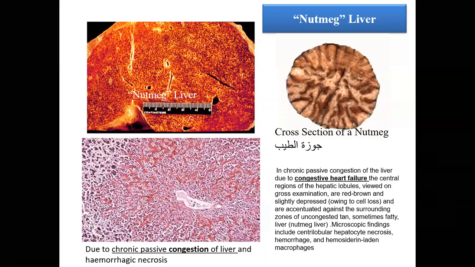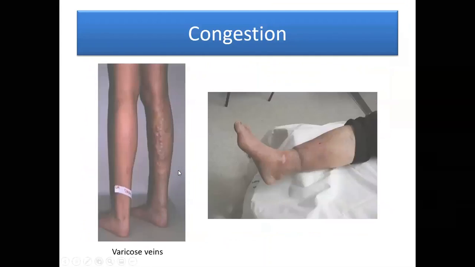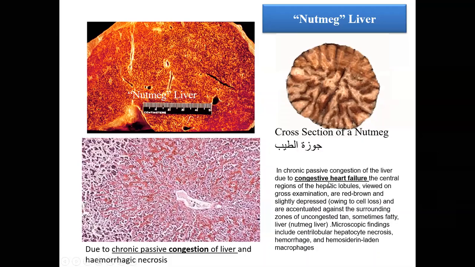Understood? Easy enough? Okay. What actually happens is this. On gross examination, they are red-brown and slightly depressed owing to cell loss, with hepatic lobules accentuated against the surrounding zones of uncongested tan. So this is the basic mechanism. The liver lobules have blood and the surrounding areas do not have blood. So this is leading to congestion. And when this congestion happens over a long period of time, it can lead to this morphological appearance.